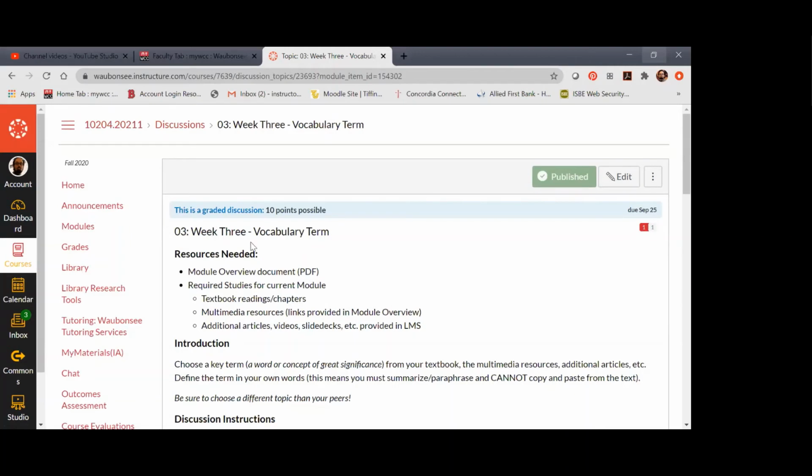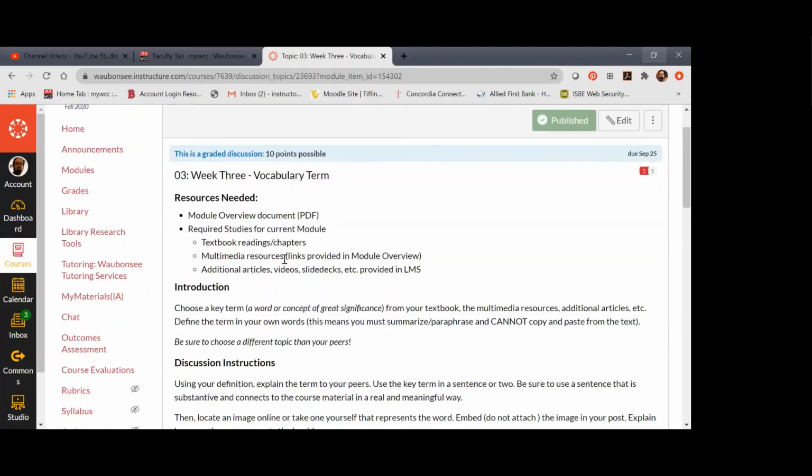So in week 3, you're going to choose a vocab term from our course materials. So that's the textbook or the multimedia resources. And it has to be a word of significance. So it has to be a very important word out of those texts. And then you're going to define it. Be sure to choose a different topic than your peers. So if 2 of you try to go over, say, Da Vinci's Mona Lisa, I will count only the first person. So it's first come, first serve. So don't duplicate another person's post.